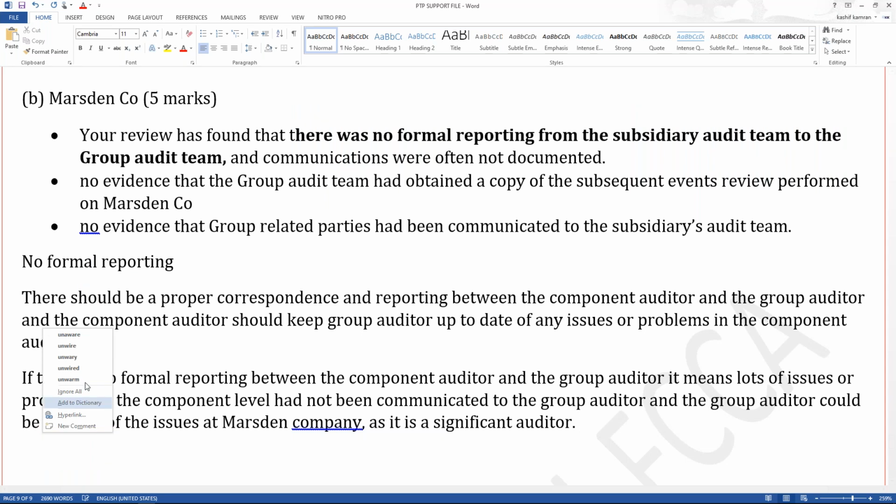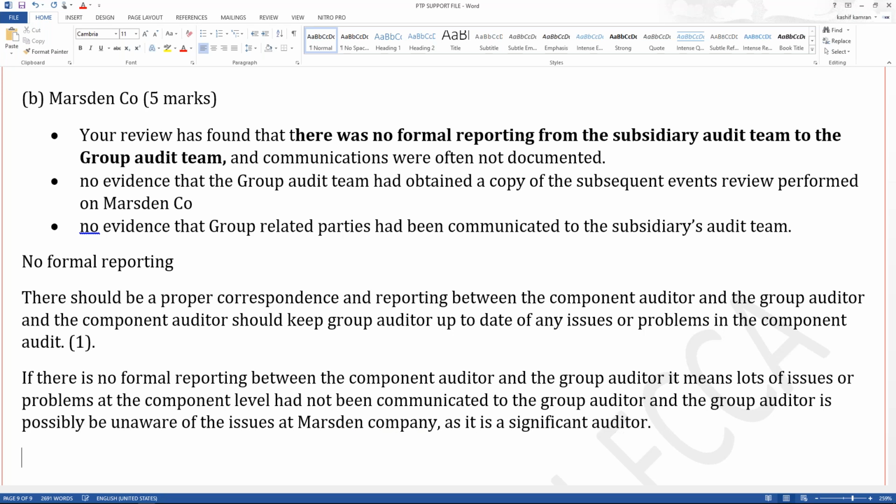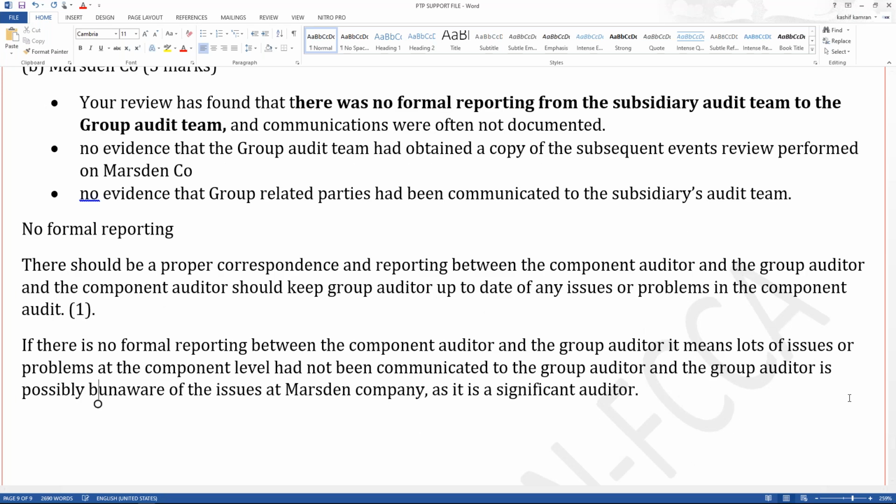So Marsden company is also a significant subsidiary, and because there is no formal reporting between the component auditor and the group auditor, it means that lots of issues or problems at the component level had not been communicated to the group auditor, and the group auditor is possibly unaware of the issues at the Marsden company, as it is a significant subsidiary. Right? So that's the issue.